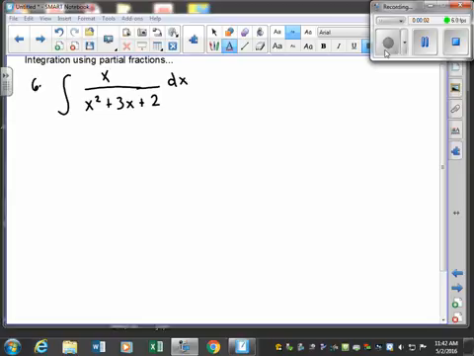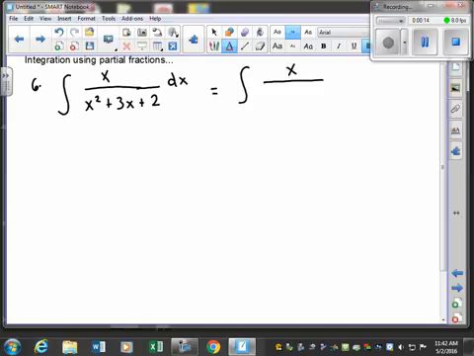Okay, so integration using partial fractions. The first thing we want to be able to do is rewrite this as x over... can we factor that denominator? What multiplies to give us 2 and adds to give us 3? That one's pretty easy. So we'll have (x plus 1) over (x plus 2) dx. So using partial fractions, and I'm going to use a shortcut method, I want to rewrite this first of all using partial fractions.